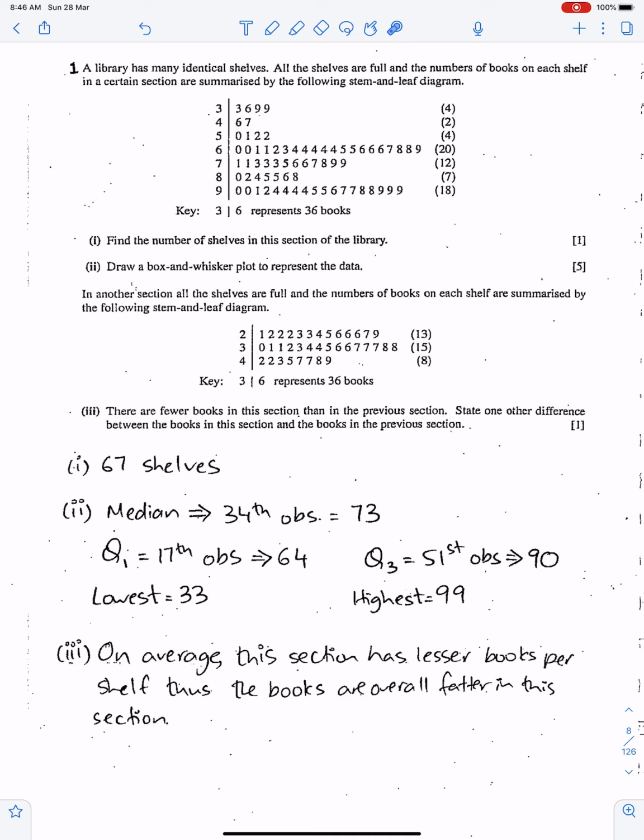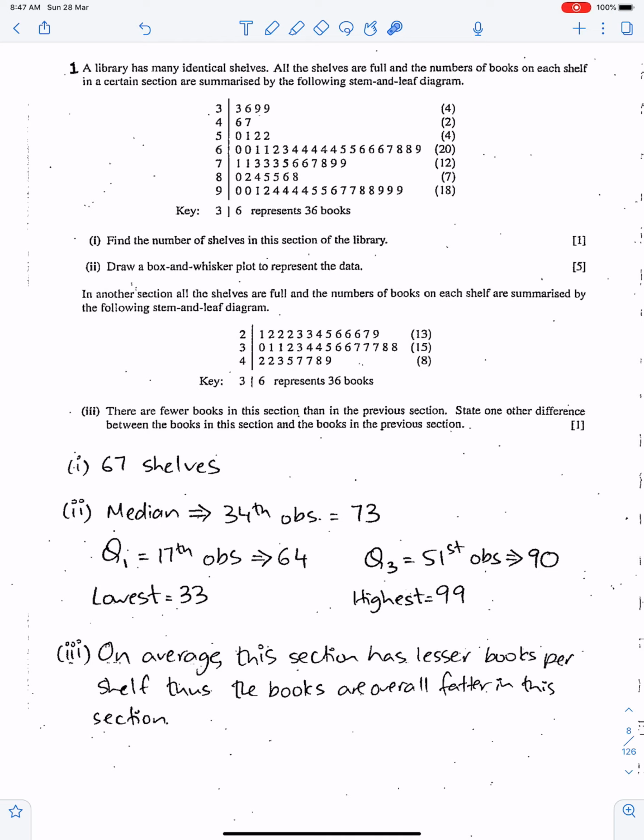Well, on average, this section has fewer books per shelf. Thus, the books are overall fatter in this section. You can say books are wider. Either books are wider or books are fatter. Because they are saying shelves are full, and there are fewer books in this section. That means either books are fatter or books are wider. Books are placed wider on the shelf.